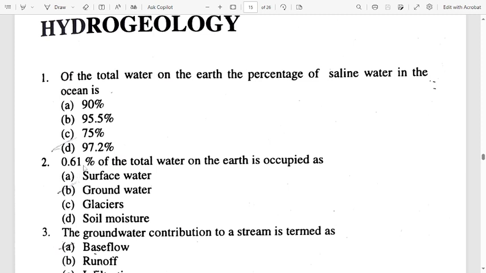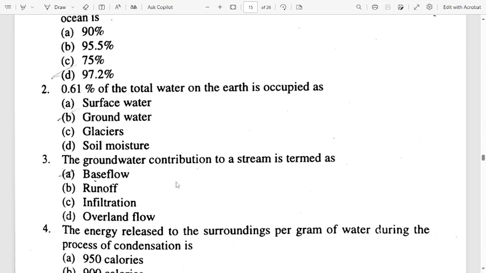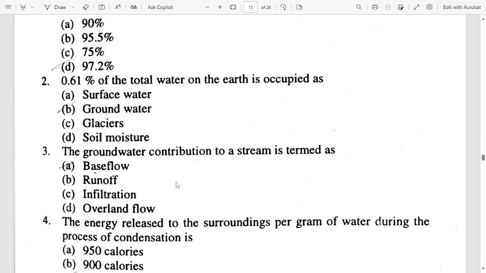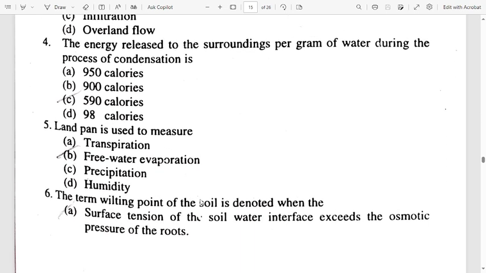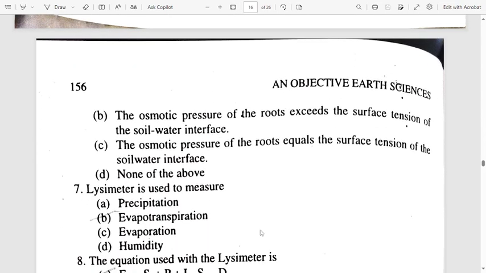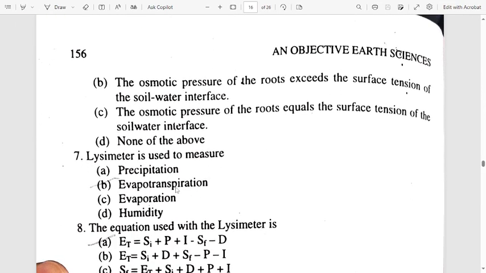0.61 percentage of the total water on the earth is occupied by groundwater. The groundwater contribution to a stream is termed as base flow. Okay, base flow. The energy released to the surroundings per gram of water during the process of condensation is 590 calories. Land pan is used to measure free water evaporation. The term wilting point of the soil is denoted when the surface tension of the soil-water interface exceeds the osmotic pressure of the roots. Lysimeter is used to measure evapotranspiration.